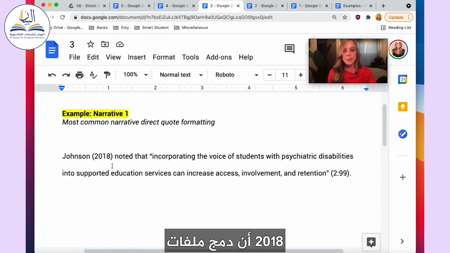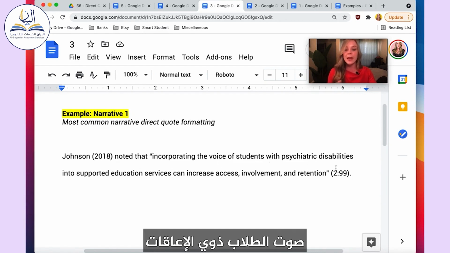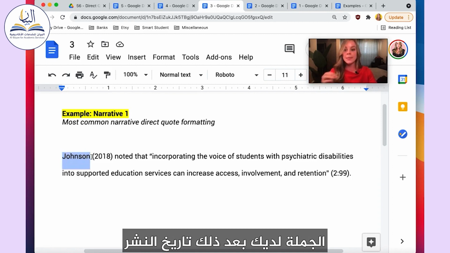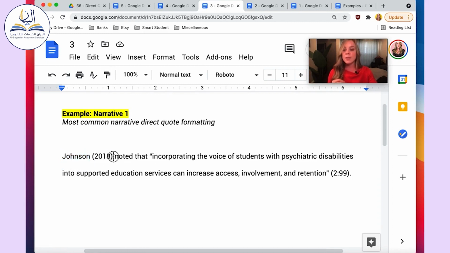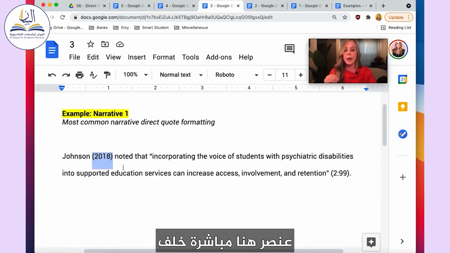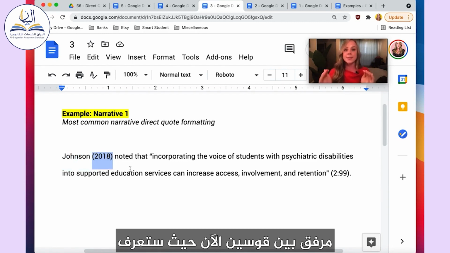Johnson, 2018, noted that incorporating the voice of students with psychiatric disabilities into supported education services can increase access, involvement, and retention. So let me point out a few things before I move on. Again, here's the author's last name element in the sentence. You then have the date of publication element right here directly behind the author's last name, enclosed in parentheses.